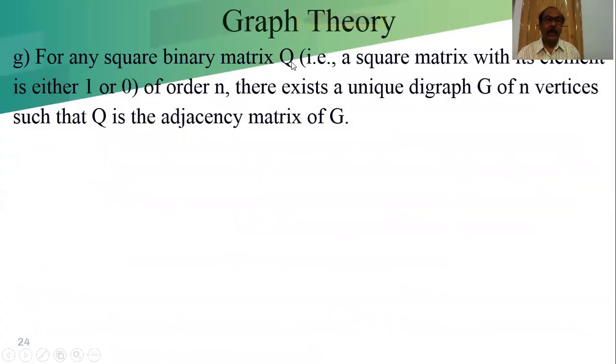For any square binary matrix Q, that is a square matrix whose elements are either 1 or 0, of order n, there exists a unique diagram G of n vertices such that Q is the adjacency matrix of G. We already learned this. If Q is the adjacency matrix, from Q we can make G. If G is a diagram, from G we can get the adjacency matrix Q.